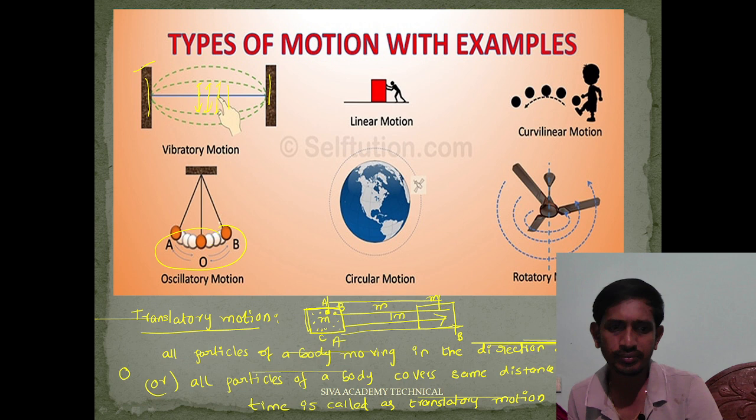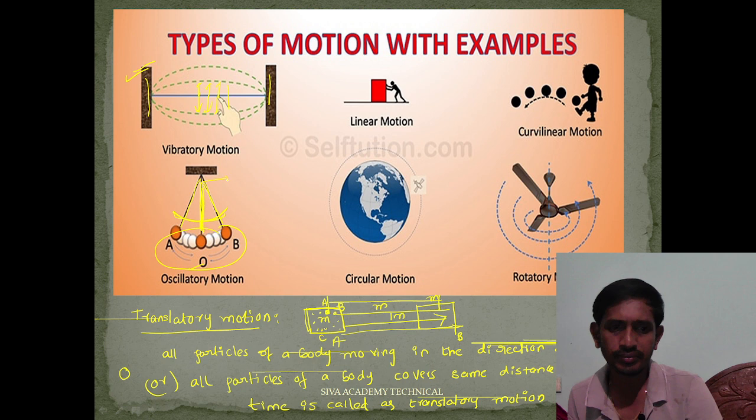But in oscillating motion, the length of the object does not change. In vibrating motion, the length of the object may change. In oscillatory motion, the length of the object does not change. In this case, it is a to and fro motion, a to and fro motion about a fixed point, about a mean position.